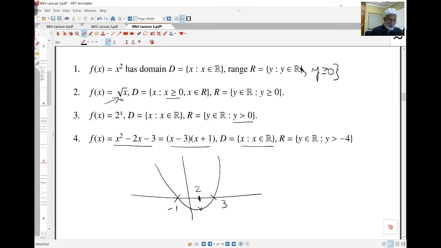And if I put 2 in the function, I get 4 minus 3. So in fact, I think I made a mistake with the -4. Let me check that again. The intercepts are 3 and 1, yes.